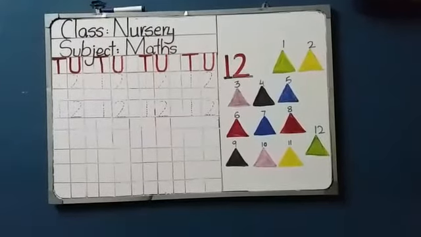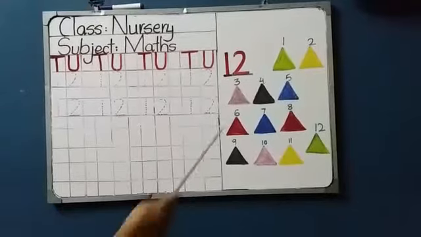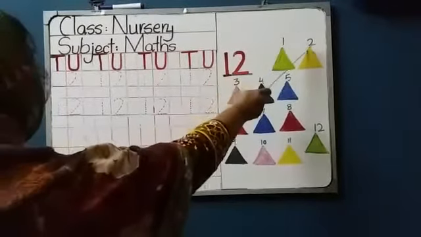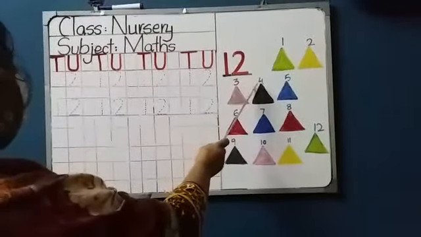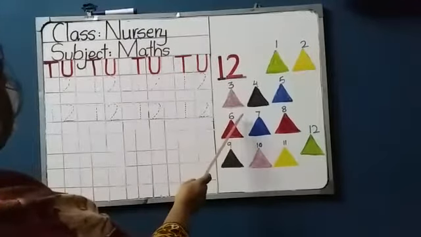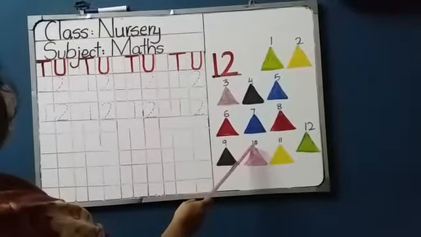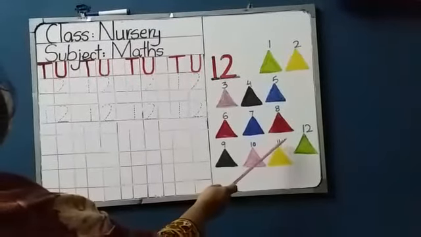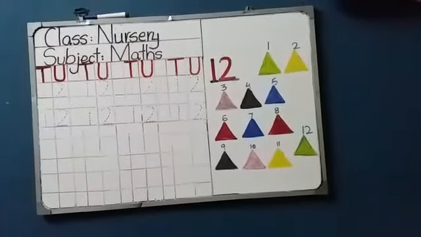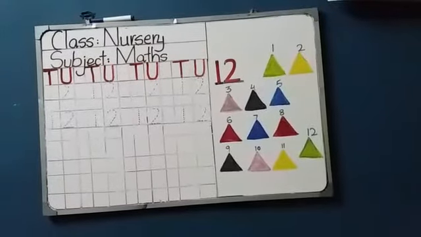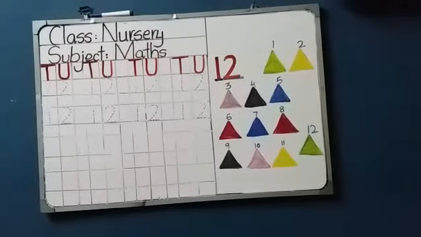0, 1, 2, 3, 4, 5, 6, 7, 8, 9, 10, 11. Again, repeat it. Repeat with me. 1, 2, 3, 4, 5, 6, 7, 8, 9, 10.